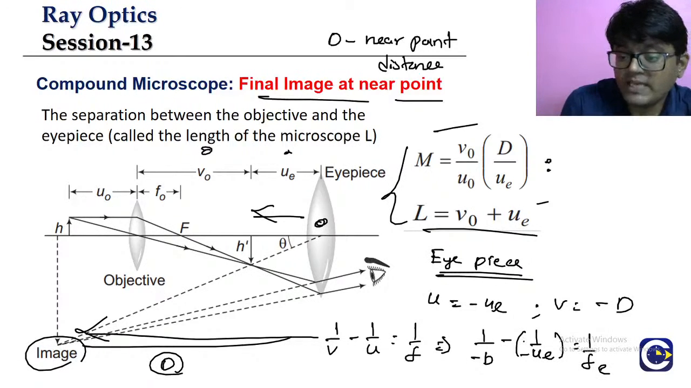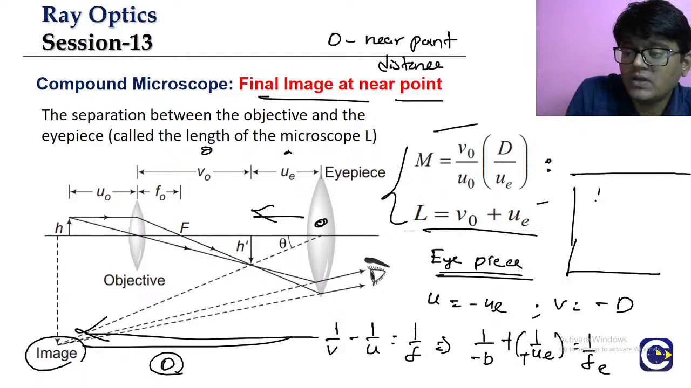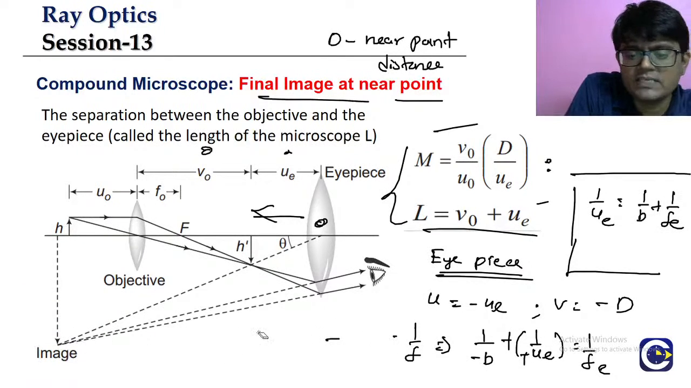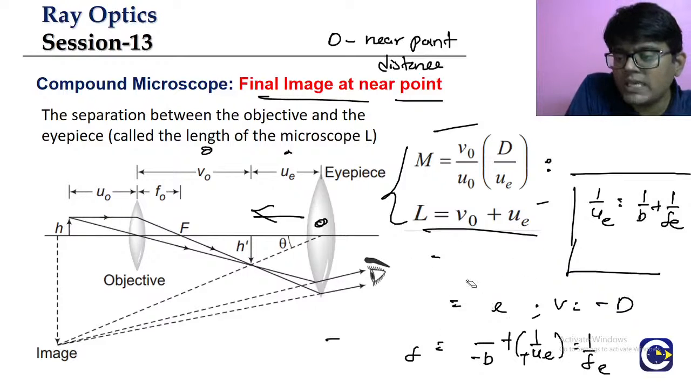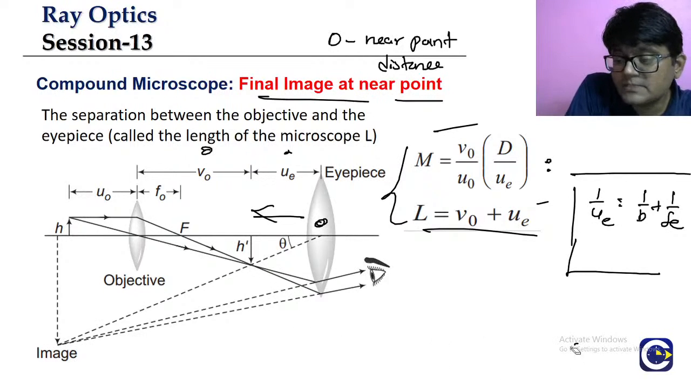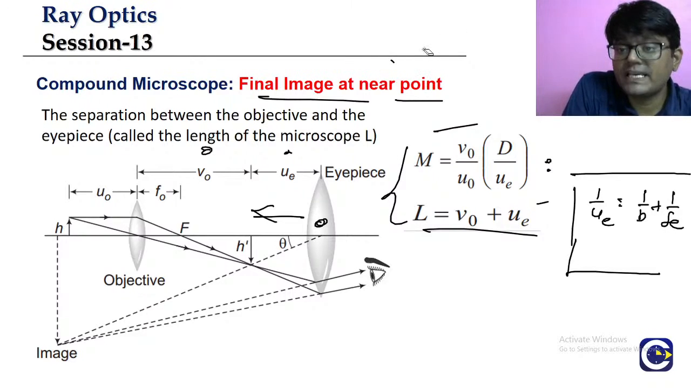Now here we can see minus into minus becomes plus. Again, what we'll have, I'll write down here, 1 by UE is equal to 1 by D plus 1 by FE. We are just using the lens equation. Once we use the lens equation, what is it that we are getting? 1 by UE is equal to 1 by D plus 1 by FE. Now we will have to do the simplification based on this.